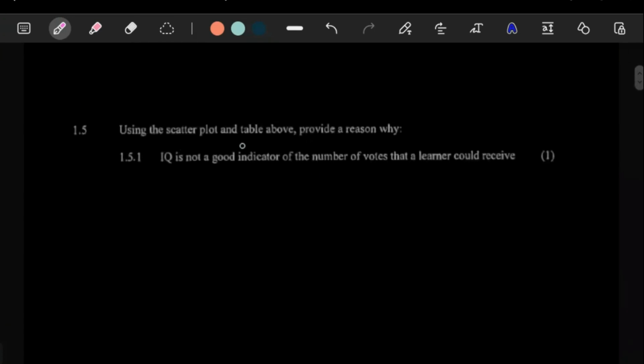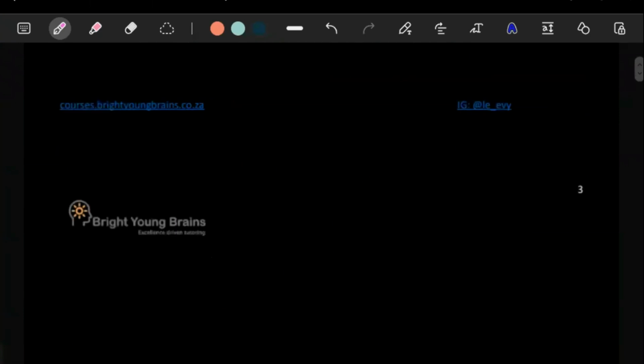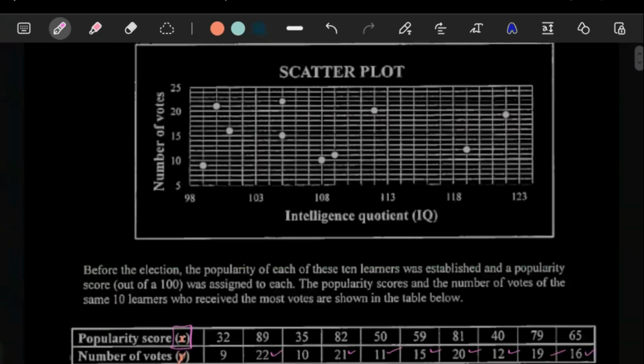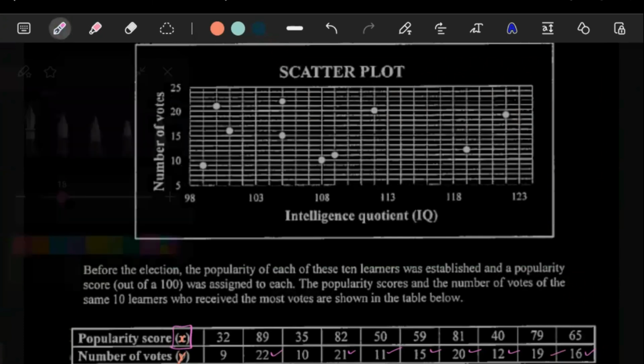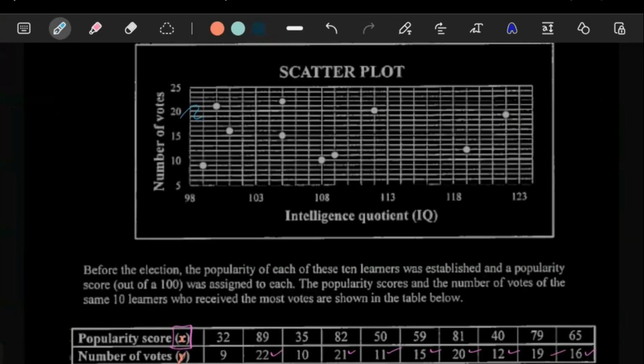1.5 says, using the scatter plot and the table, provide a reason why IQ is not a good indicator of the number of votes that a learner could receive. Let's check the IQ here. Depending on the number of votes, you see the votes start from here going up, and the IQ starts from here going there. It looks like low IQ has low votes, yes, but low IQ here also has high votes. And here, high IQ has high votes, but then you have a situation here where high IQ has low votes.